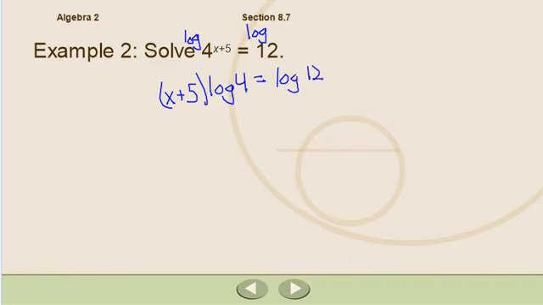We want to solve for x. Well, we need to distribute this log in here. There's a couple different ways we could think through this. We could actually just divide both sides by log of 4 and then subtract 5 from both sides, or you could distribute, but either way it works out. So we will divide both sides by log of 4.